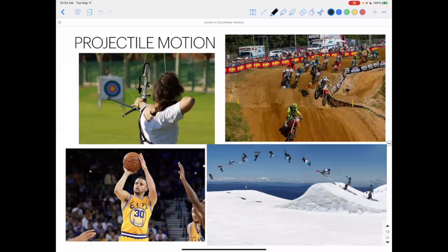All right, so that's basically general motion. Next is basically a special case of general motion, which is projectile motion. So projectile motion is essentially anything that is acting under Earth's gravity or acceleration due to gravity.